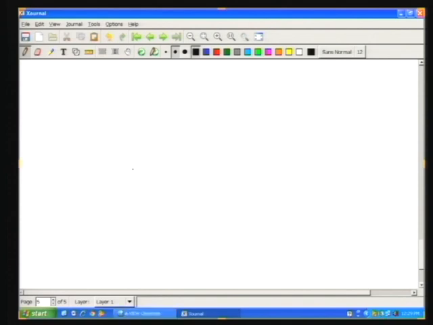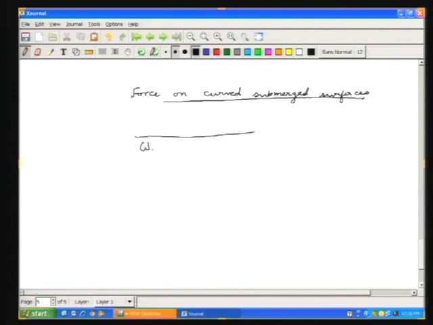Now, let us look at force on curved submerged surfaces. So, we will take a familiar example. Let us say you have water and air above, and you have a surface, solid surface here, which is curved.